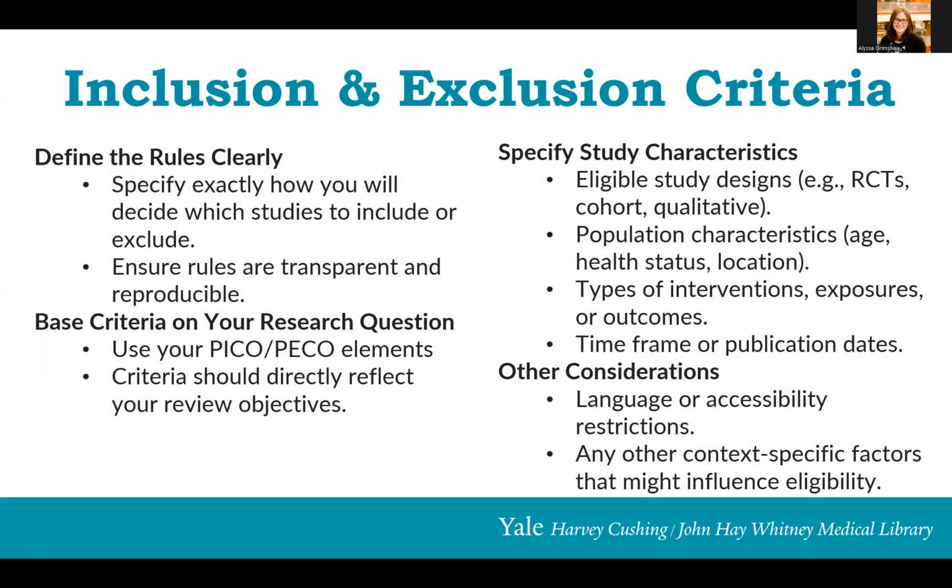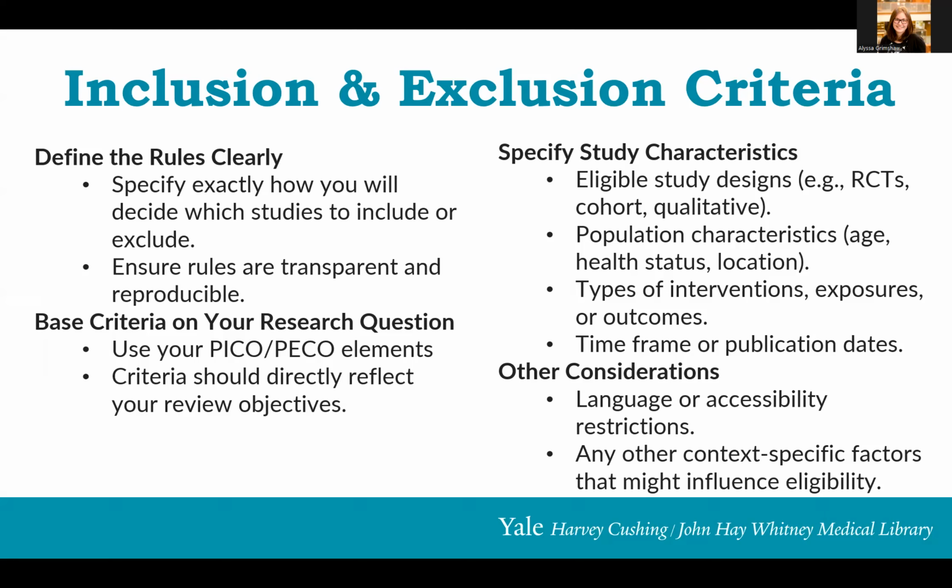Okay, so next we have the inclusion exclusion criteria. And I would say this is probably one of the most important sections that you're going to fill out. So it's really important that you're thinking about this fully as you are filling it out and not just rushing through it. So this is how we are defining the rules for the review. And we're going to specify exactly how you'll decide on which studies to include or exclude. And this ensures that the rules are transparent and reproducible for anyone that is looking at your inclusion exclusion criteria.